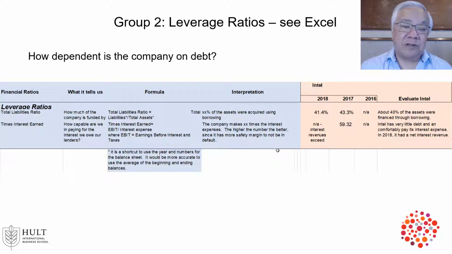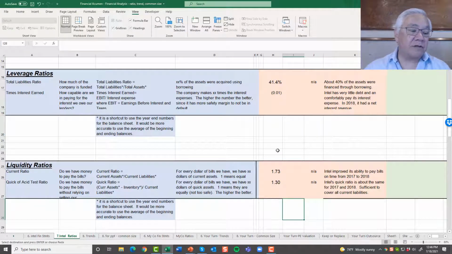Next set of ratios, leverage. So this is how much debt they have and how reliant are they on debt. Here we selected two ratios, and we'll go to Excel to illustrate how to do the math. Leverage ratios that we've chosen, there are many of these, but we chose two.